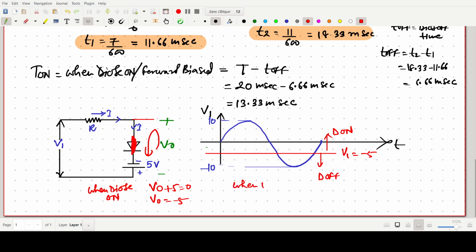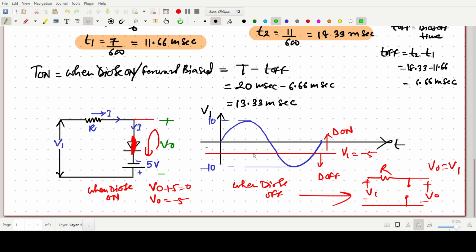And when the diode is off, the circuit will be like this, so V naught is nothing but simply V1. So during diode on, the output is V1 equals minus 5, and when the diode is off, it follows the input. So it is like this. The green one is the output waveform.